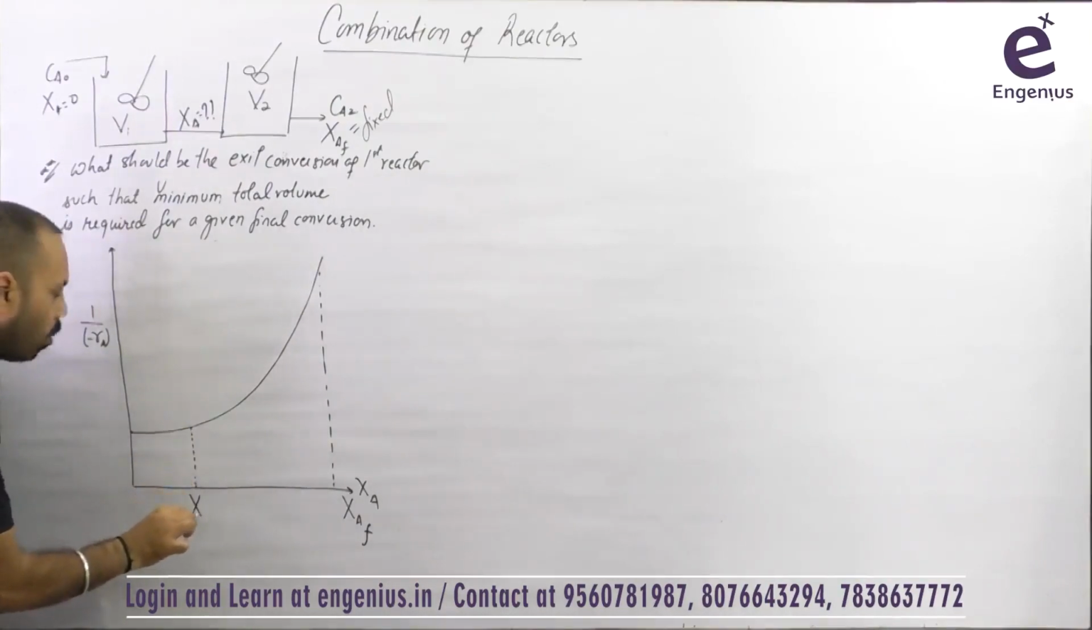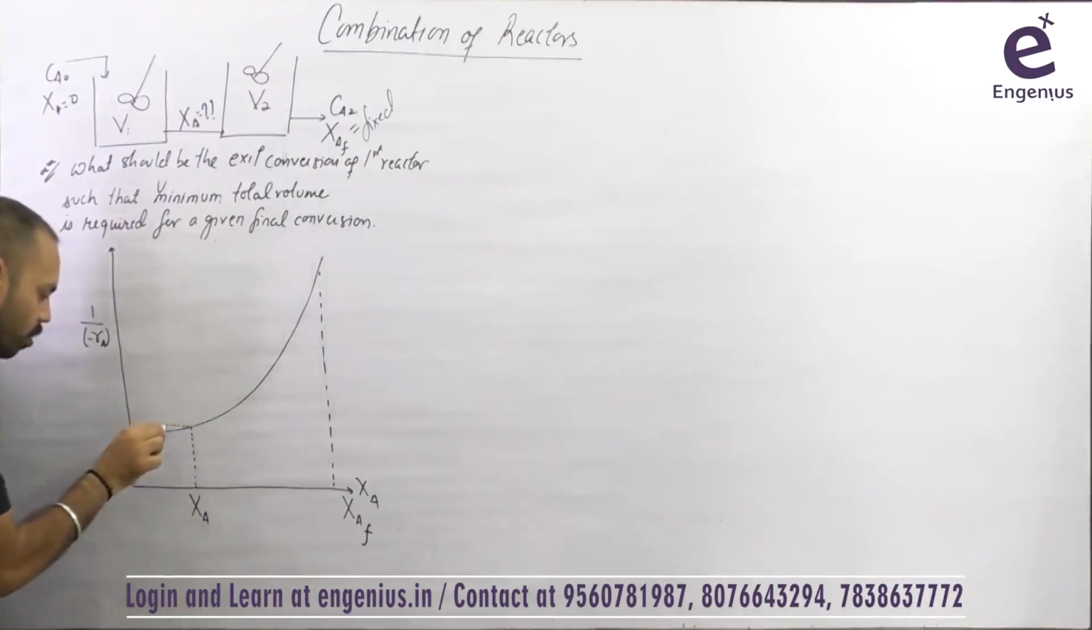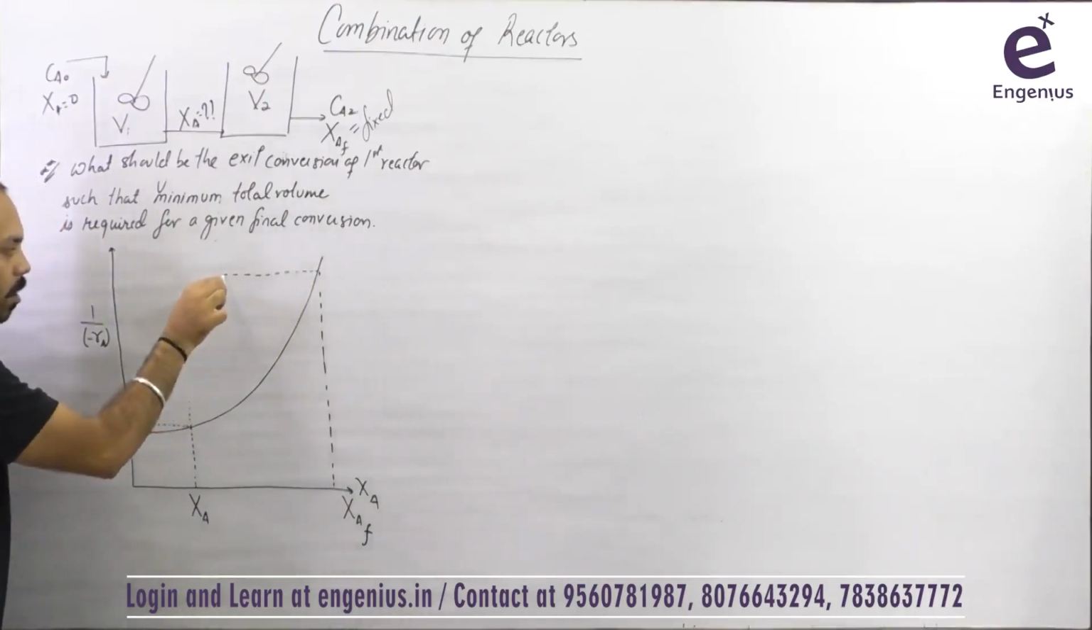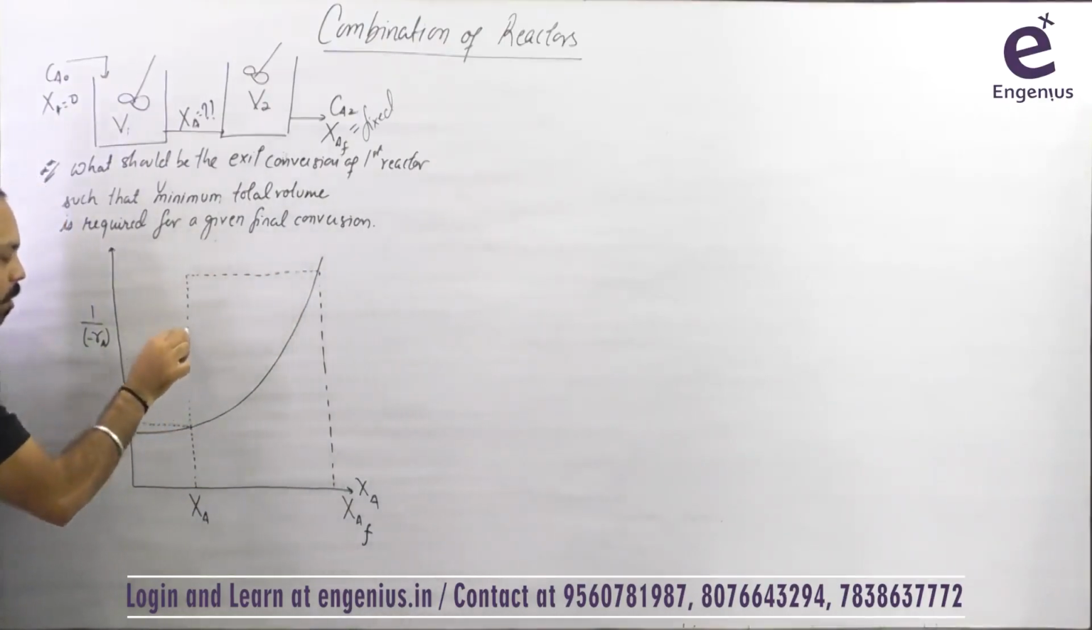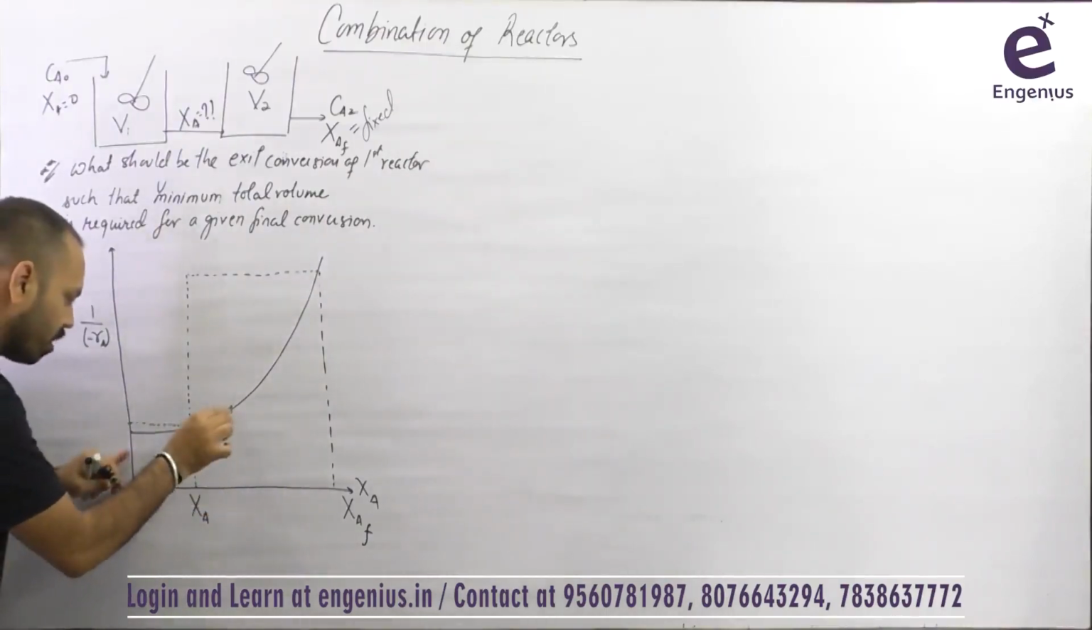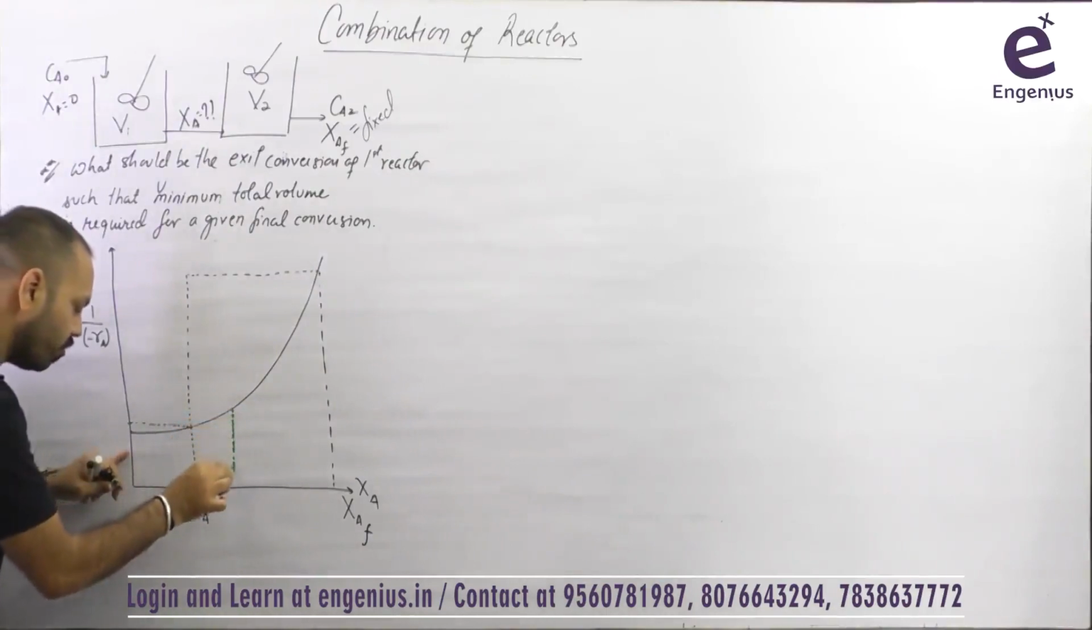If XA intermediate is taken here, then what is the volume of the first reactor? This. And what is the volume of the second reactor? You have to complete the rectangle according to the final conversion. That is one case. But suppose I take the conversion somewhere here, then what is the volume of the first reactor?